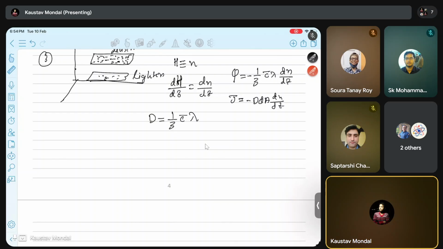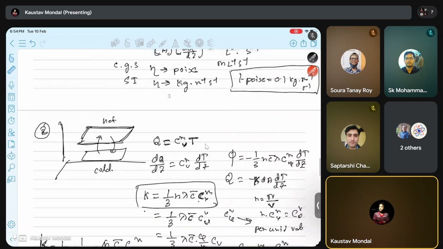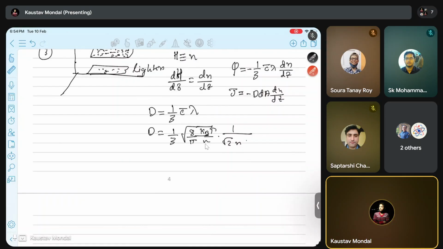Right? Now here, c bar you can write as 1 by 3 root of 8 by pi kBT by m, and lambda you can write as 1 by root 2 n sigma. Yeah, sorry, n sigma. Now here you can see, p equal to nkT, right? So you can write n as p by kT. So D you can write as 1 by 3.